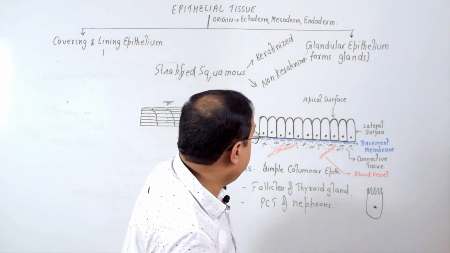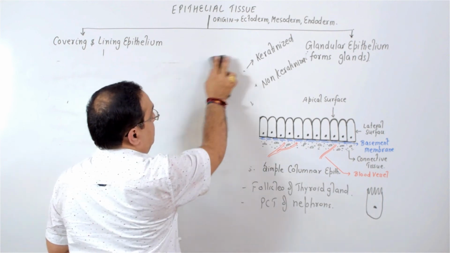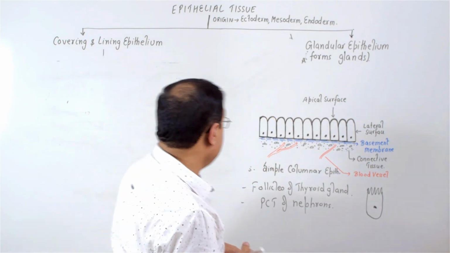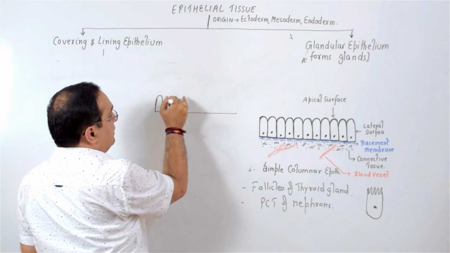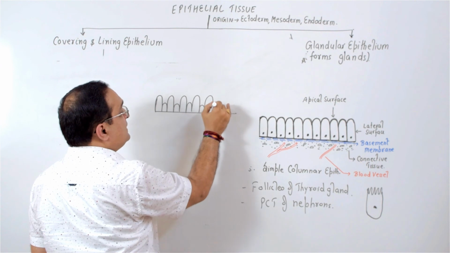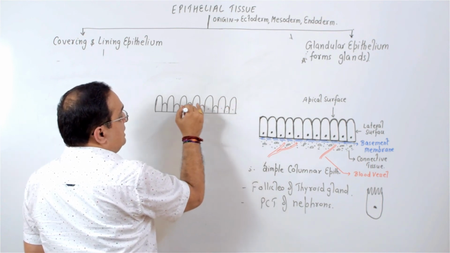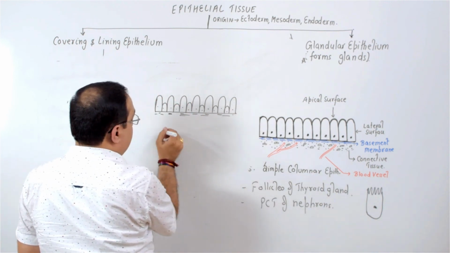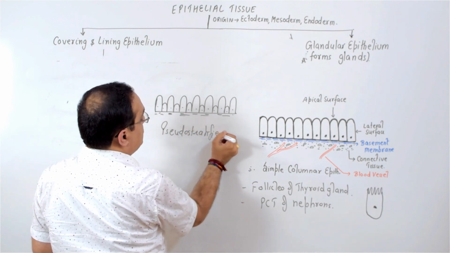There is another type of epithelium that is called pseudo-stratified columnar. Pseudo word in biology means false. Now when we say pseudo-stratified columnar, the cells are not in multiple layers. They give a false appearance of being multi-layered. Cells are of different height. It appears to be multi-layered, but actually it is not. It doesn't have multiple layers of cells.